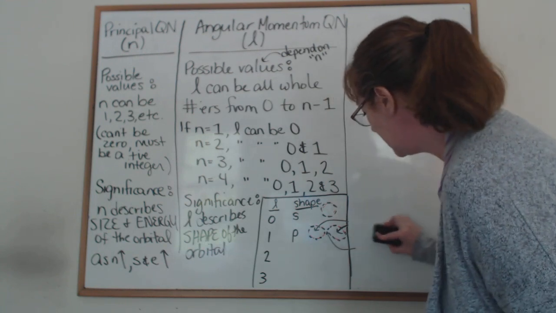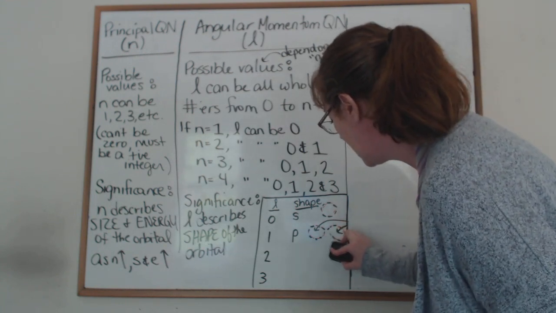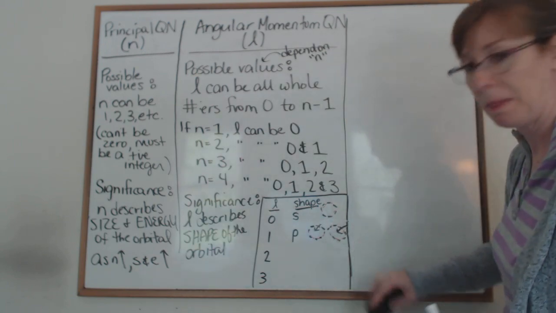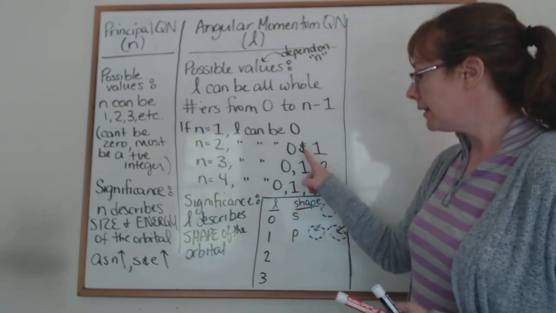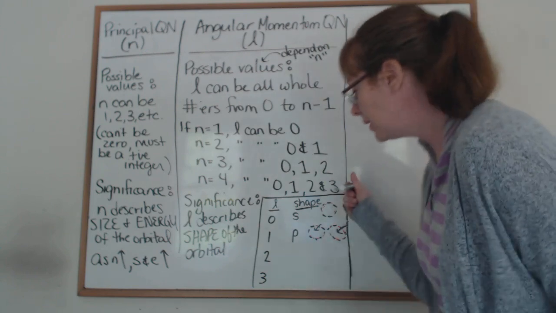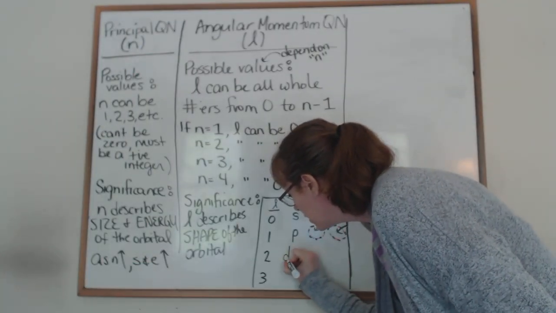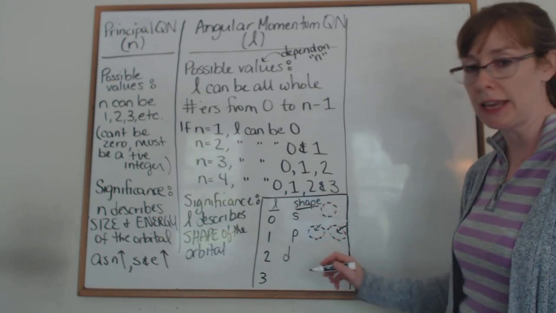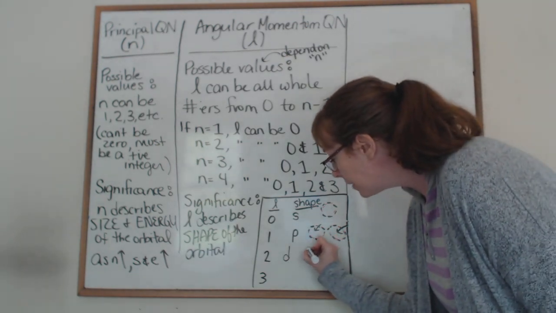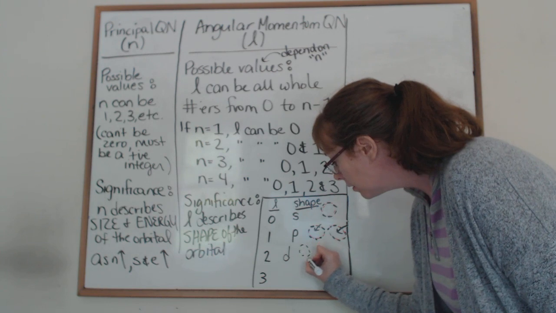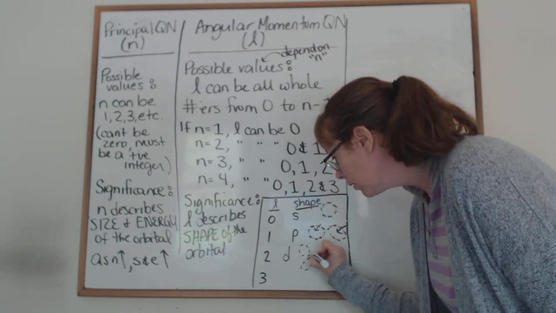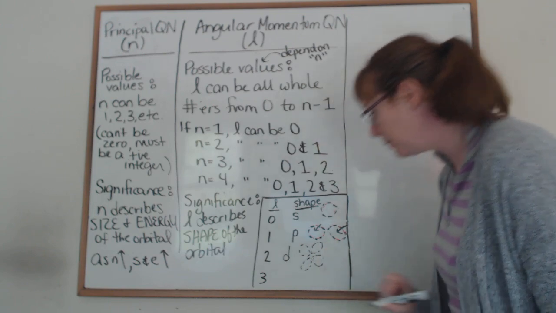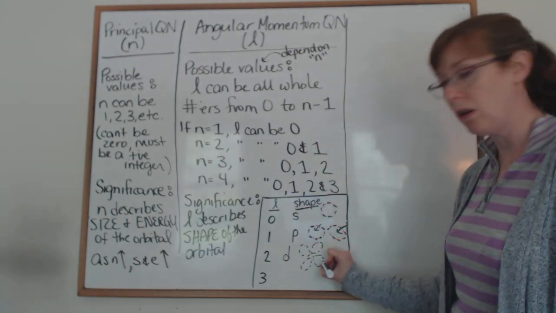Let me go ahead and clean this up a little bit so I can have room for my next type of orbital. When l is equal to 2, these are called d orbitals. D orbitals, lowercase. All of these are lowercase: s, p, and d, all lowercase. D orbitals are shaped like four-leaf clovers. You'll see nice pictures in your book, but it's shaped like a four-leaf clover.